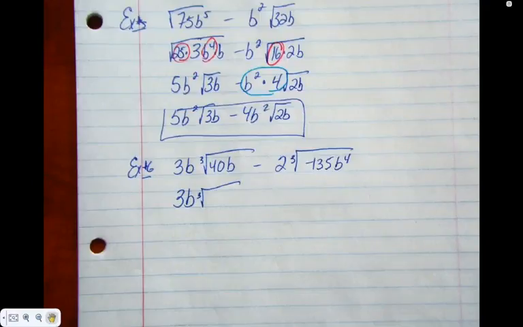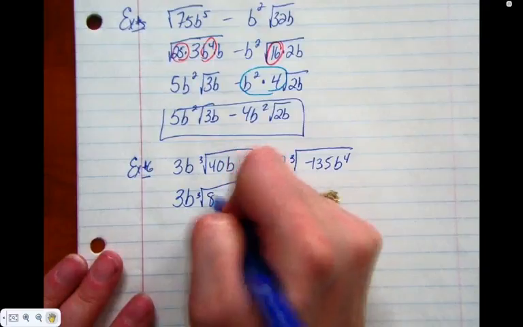8, 27, 64, and 125. Again, you don't need to know them. You could prime factor. We're just trying to save a little bit of time. So if you memorize those perfect cubes and you look at 40, you should be able to see one of those is a factor of 40. Which one? 8. So I'm going to break it into 8 and 5.